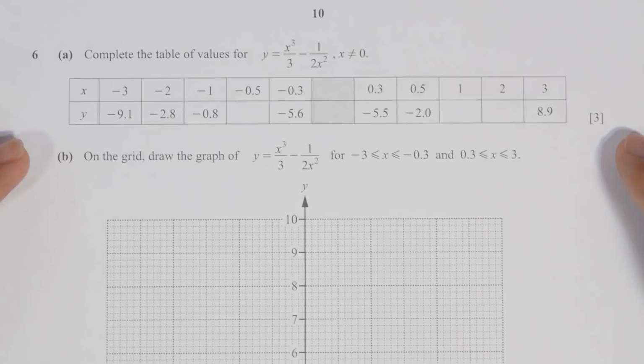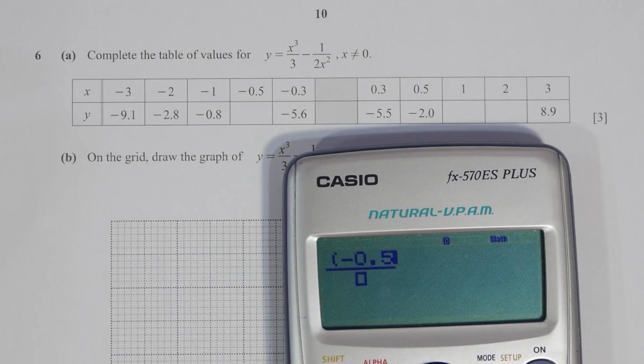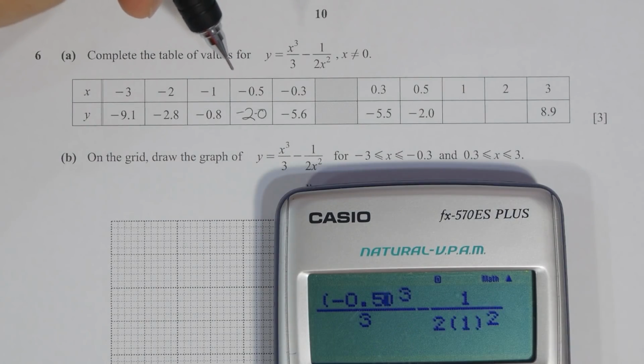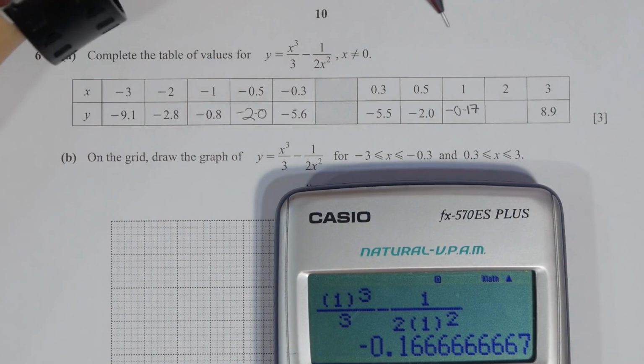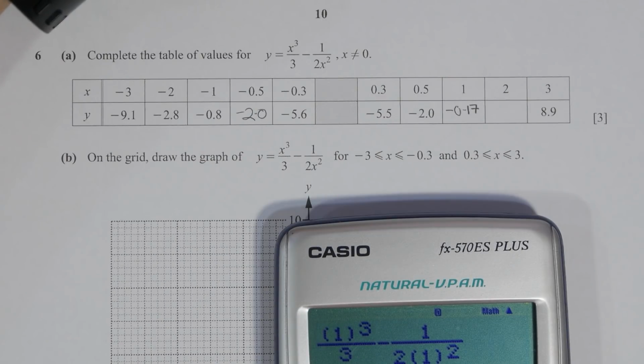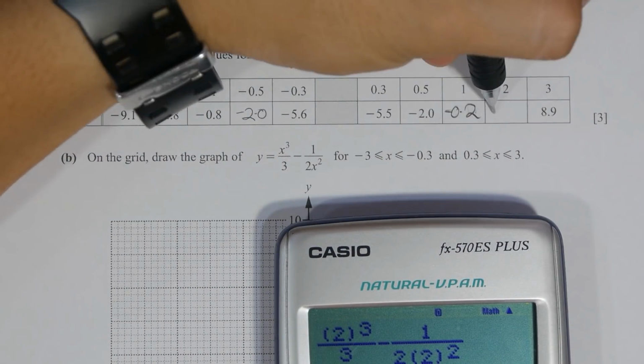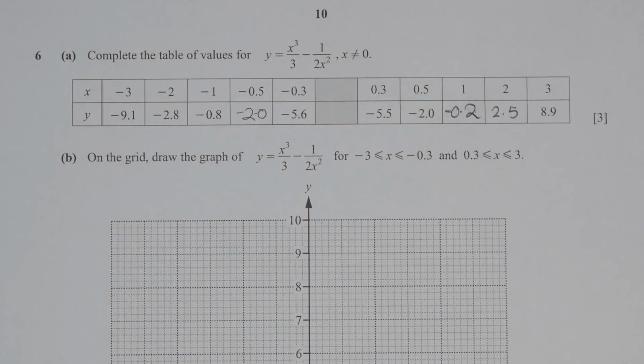Question 6, part A. Simply substitute the x value into the formula given, then you get the y values as negative 2.0, negative 0.2 and 2.5 respectively. So you plot down the points and draw out the graph as shown here.